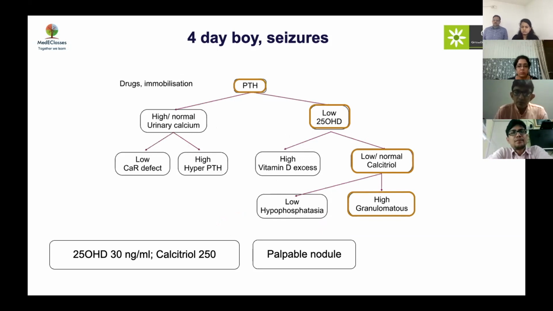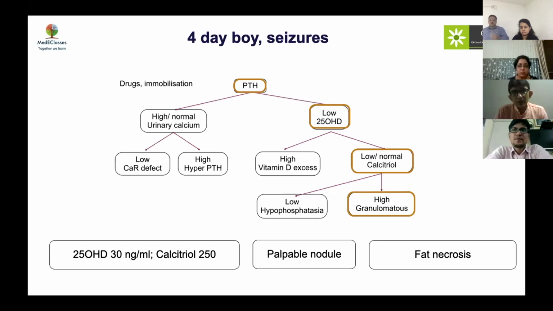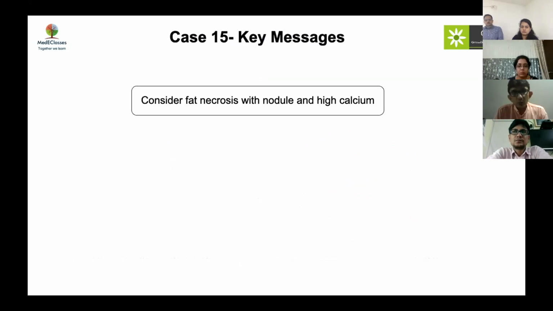And we examined the newborn, and we found a palpable nodule in the form of subcutaneous fat necrosis. So this is very common but often neglected in NICU practice. In case of asphyxia or difficult labor, if the calcium is turning high, then we should examine the newborn properly again and again to find a palpable nodule in the form of subcutaneous fat necrosis. And the treatment depends on the level, with proper hydration and steroids as well as Lasix.